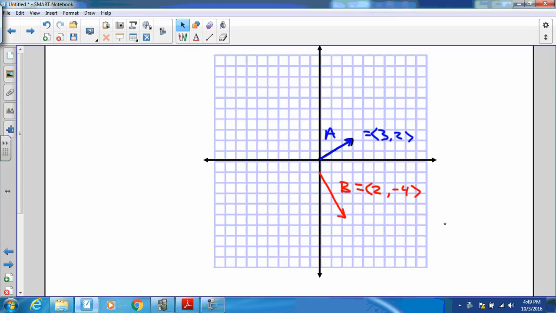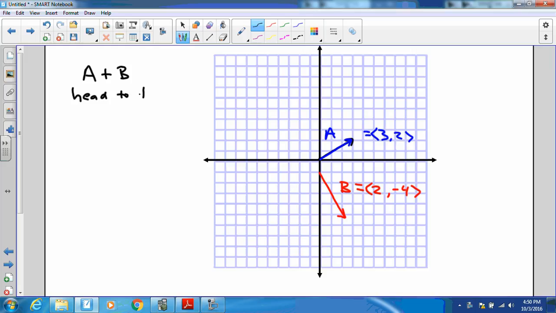Howdy. I wanted to recap what we talked about in class today and show an example of vector addition, subtraction, and scalar multiplication. As we talked about in class, when we add vectors a plus b, we're going to take those vectors and place them head to tail and connect.